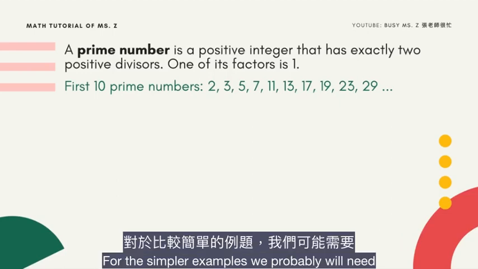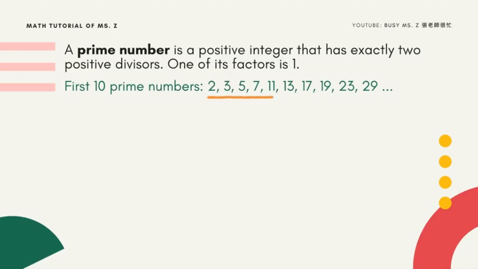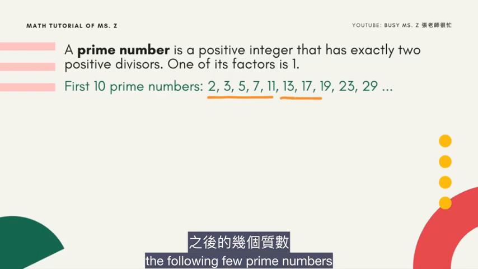Now for the simpler examples, we probably will need the first 4 or 5 prime numbers. And in the second half of the video, I will show you a harder example, and you might need to use the following few prime numbers.